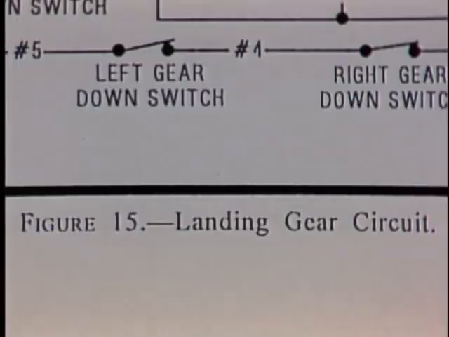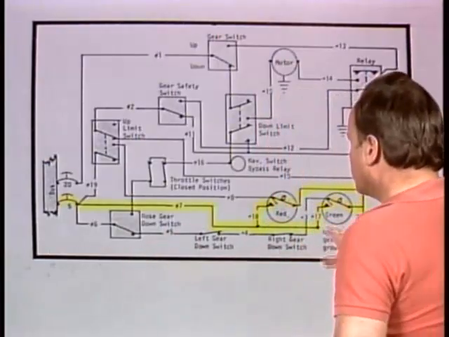Now let's take a look at figure 15. And the thing you need to know about figure 15 is very simple. What does wire number 7 do? And the answer is, it's used to complete the push-to-test circuit. Well, let's take a look at what we're talking about here.